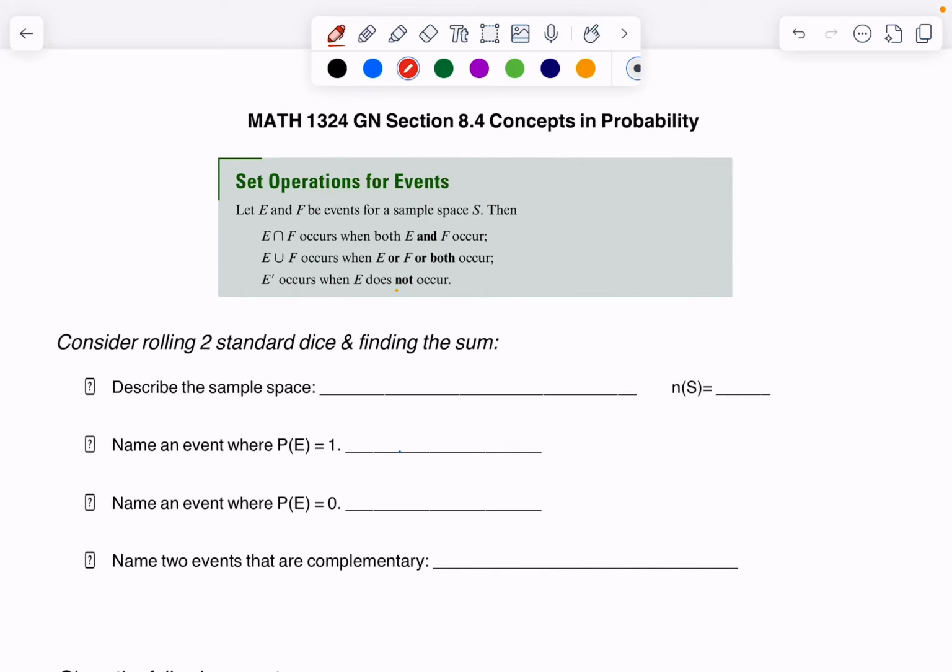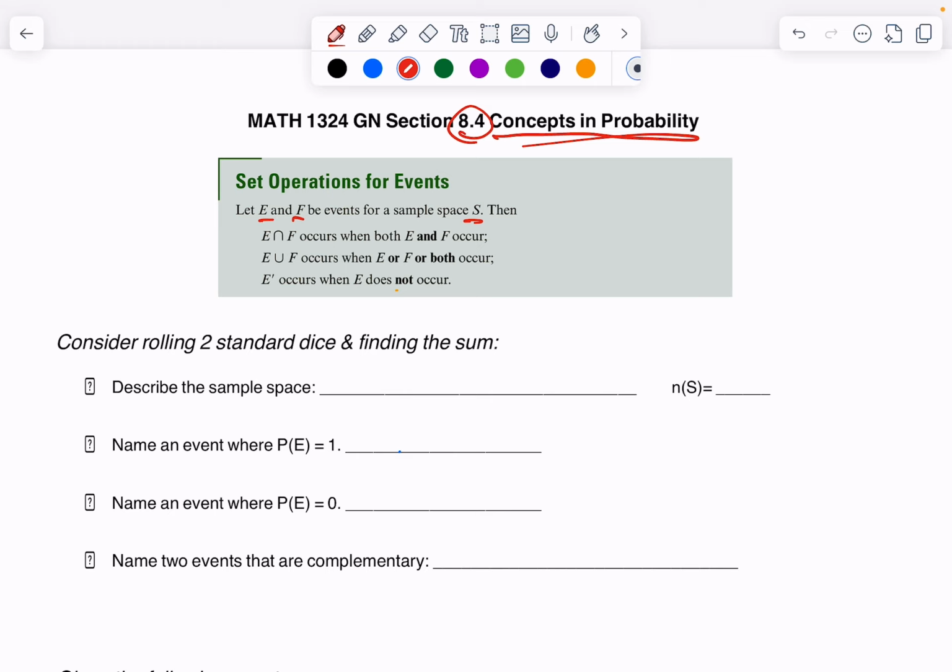Hello, this is lesson 8.4, and we're going to be looking at concepts in probability. So first, we're going to define some set operations for events. So we have events E and F that are events for a sample space S.